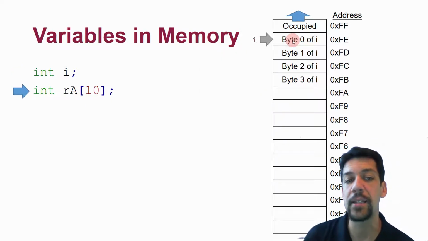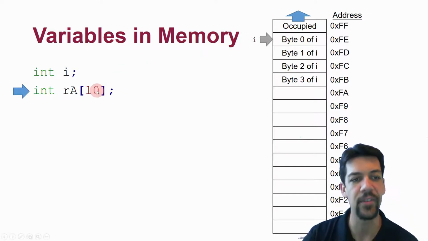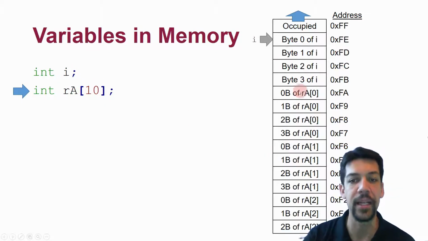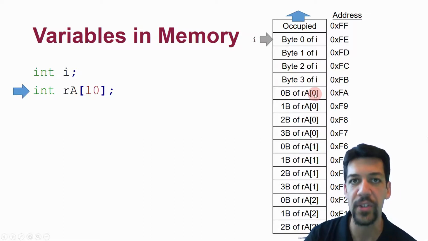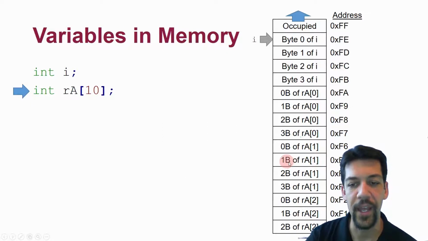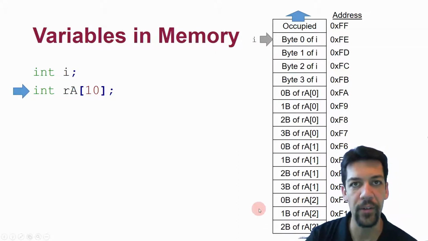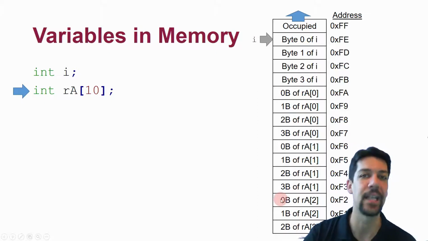If we want to do something like an array, this does basically the same thing, except it multiplies it by the size of the array. So rather than just one integer, it's going to give me 10 integers, and they're going to be laid out in memory like this. So byte 0 of the first integer in A starts here, then byte 1, then byte 2, then byte 3, then the first byte of the second integer in A, then 1, then 2, then 3, then the first byte of the third integer in A, and so on and so forth, all the way down, right? So this is how an array is laid out in memory.